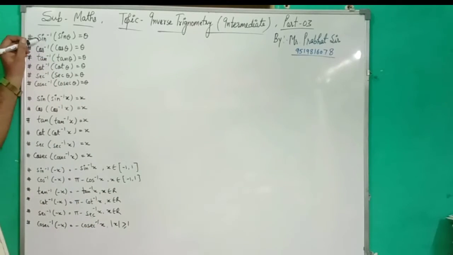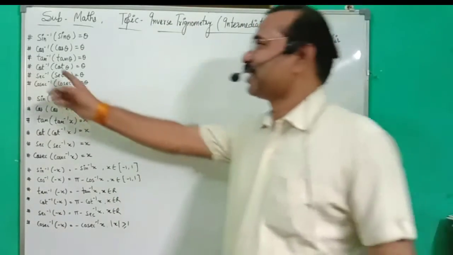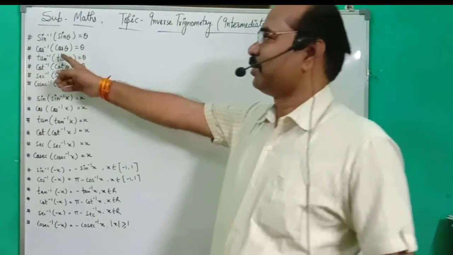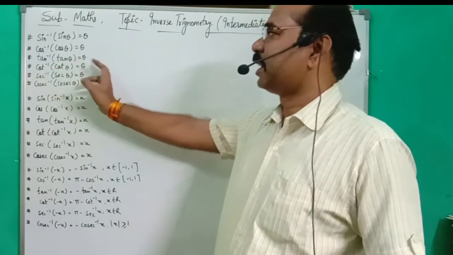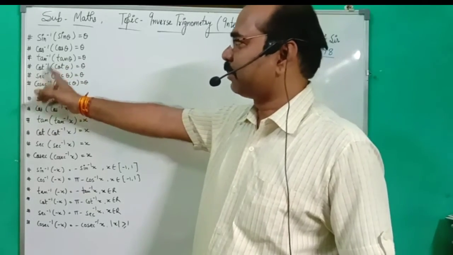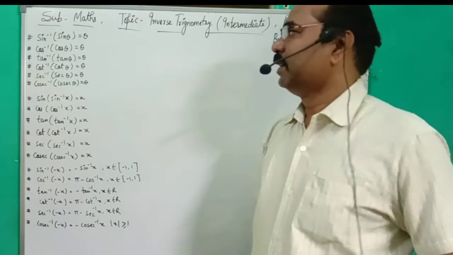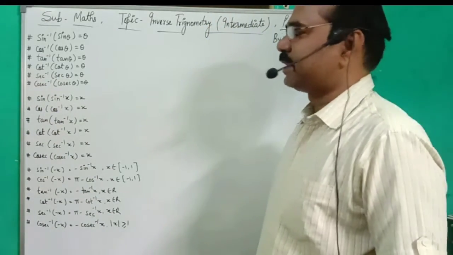The first one is sin inverse sin theta is equal to theta. Second, cos inverse cos theta is equal to theta. Third, tan inverse tan theta is equal to theta. Fourth, cot inverse cot theta is equal to theta. Fifth, sec inverse sec theta is equal to theta. Next, cosec inverse cosec theta is equal to theta.